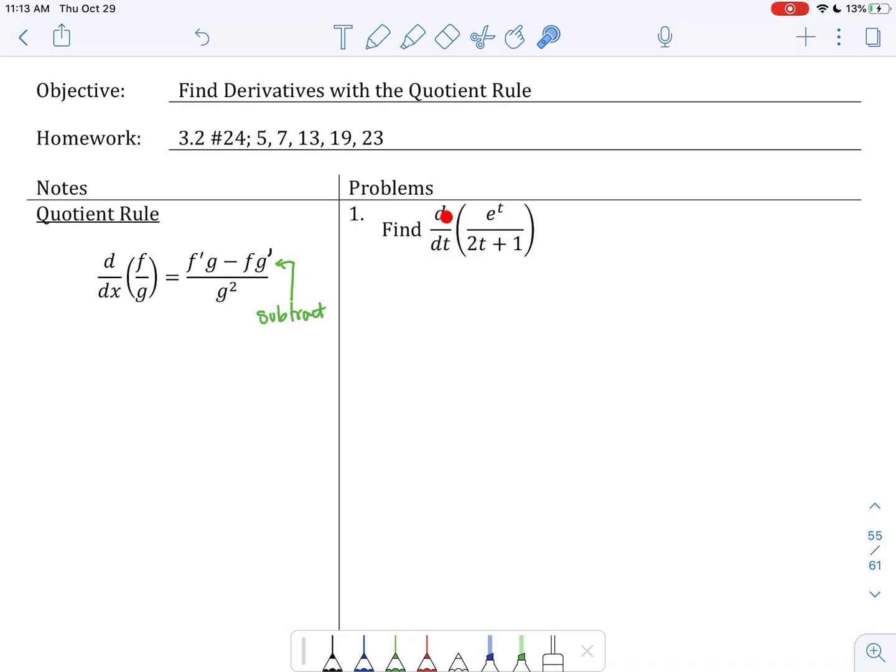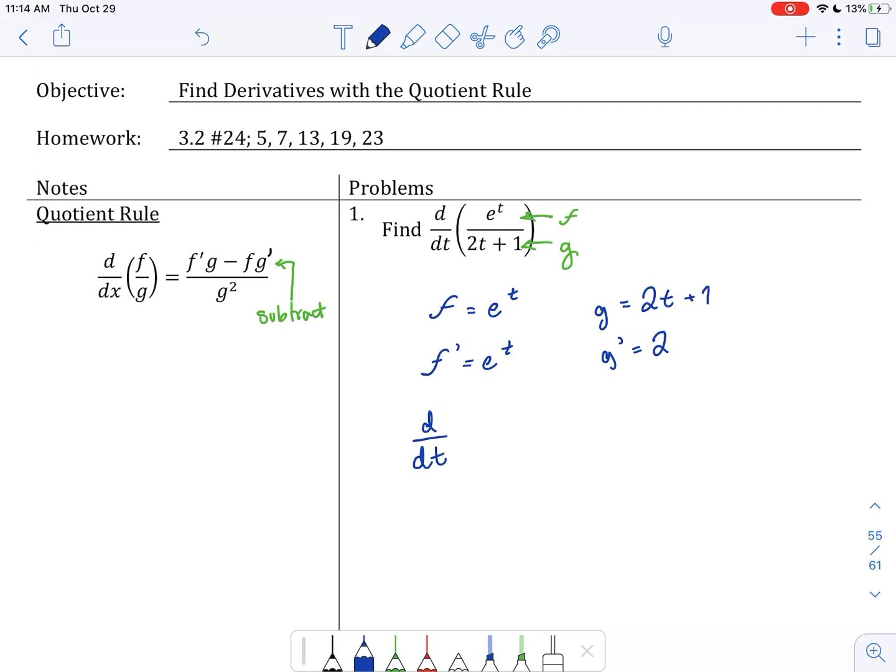So derivative in terms of t, we say this is d dt of e to the t over 2t plus 1. So what this tells us here is that we have our numerator f and our denominator g. We're going to lay it out just like we would the product rule, where we'll say f is equal to e to the t. Then we'll find that derivative, which is itself, and then g is equal to the denominator, in this case 2t plus 1. Find the derivative of that, which is just 2 plus 0. So we don't even add the plus 0, we just leave it like so.